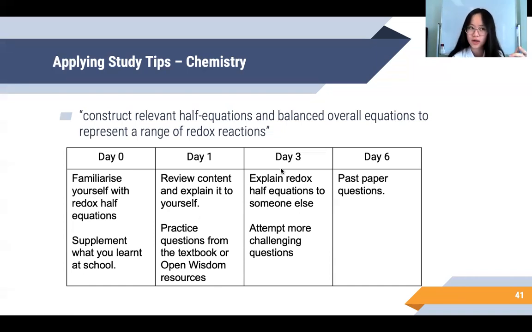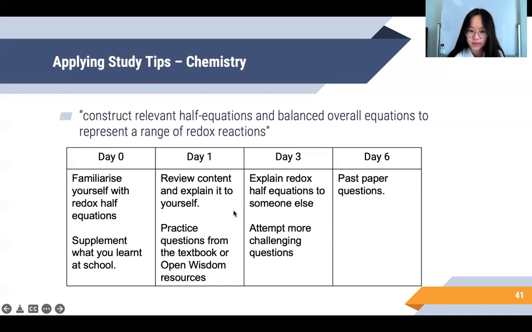You probably would have forgotten about half of the stuff. So an example of recalling the information, as Irene has talked about, active recall, you can explain redox half equations to someone else. Generally, try to explain redox half equations to someone who knows what redox half equations is, so they can correct you, like a tutor.